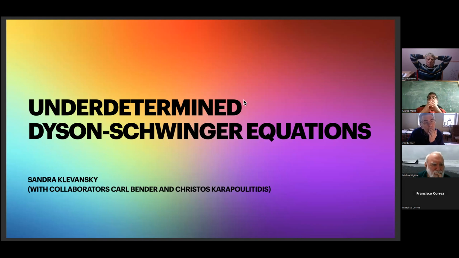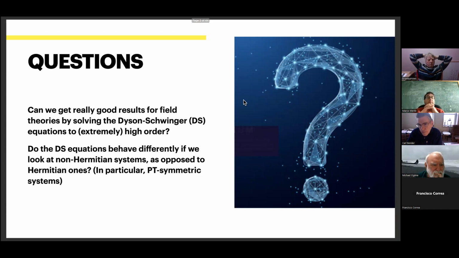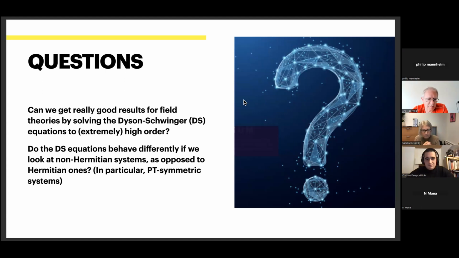All right, so the next slide has our questions. We started off this project by asking the question: if we could go to a higher order in solving the Dyson-Schwinger equations, would we get better results for our field theories than if we just use the lower order ones? And we were also after seeing if the Dyson-Schwinger equations behave in a different fashion if we look at non-Hermitian systems as opposed to Hermitian ones. Obviously, we were looking in particular at PT symmetric systems, but we were looking to see if we could find a differentiating feature.